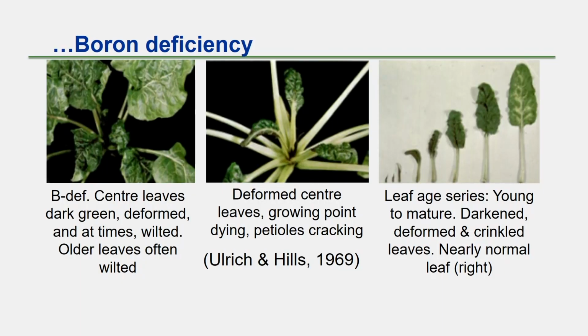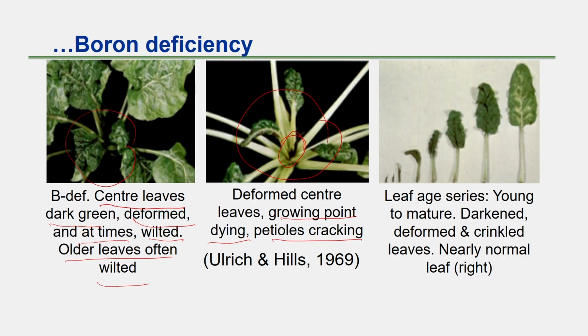Now, we can see deficiency symptoms of boron. Center leaves dark green, you can see here they are dark green, deformed, and at times wilted, older leaves often wilted. Now, you can see how much deformation of leaf is there. In this case, they are undersized and growing point dying here. You can see this growing point is dying and petioles are cracking.